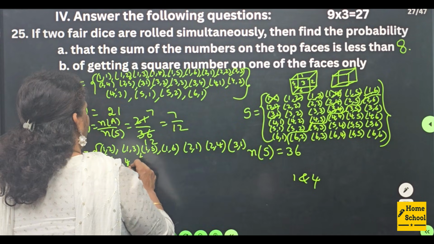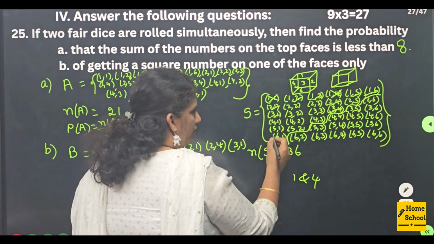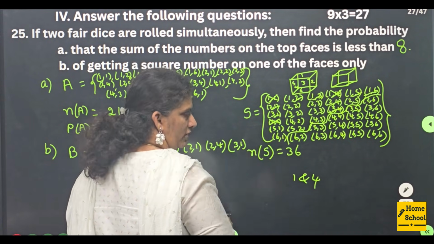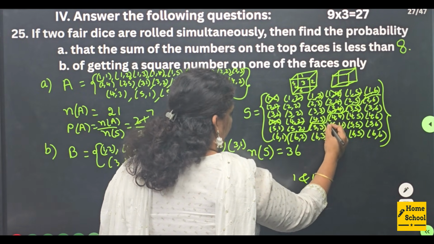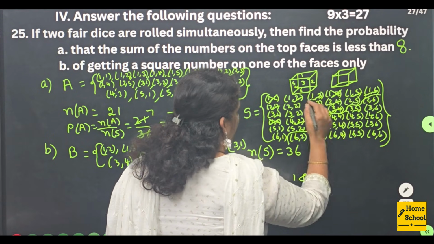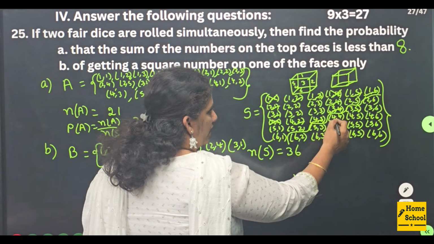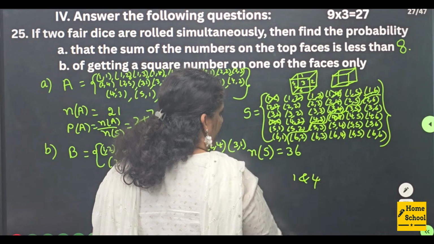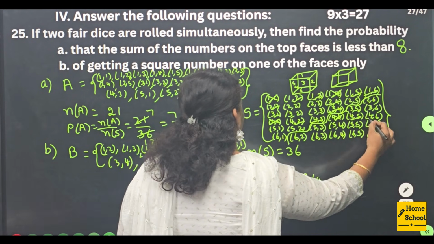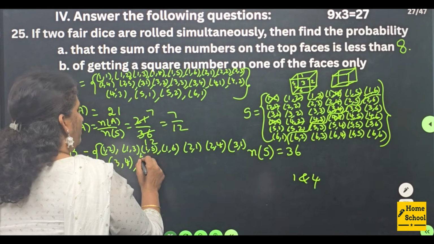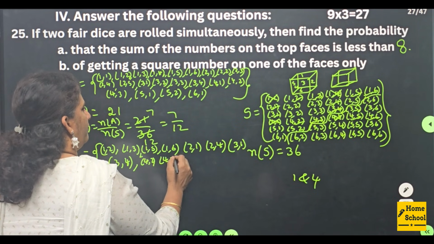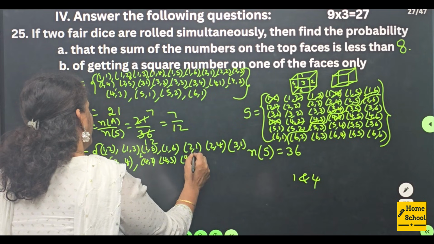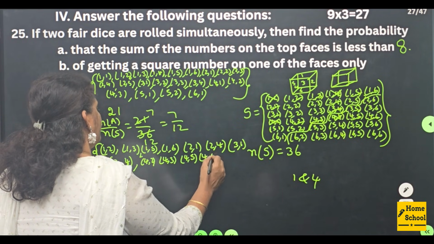Now next line, 4, 1, no. 4 and 1 both are perfect squares. 4, 2, yes. 4, 3, yes. 4, 4, on both the cubes these two are perfect squares, so this is also not allowed. 4, 5, 4, 6. Write down: 4, 2; 4, 3; 4, 5; 4, 6.